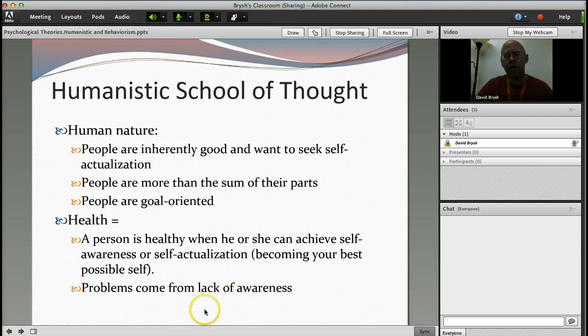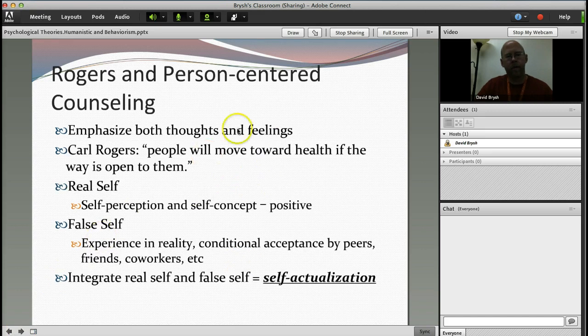And they believe that problems come from a lack of this kind of awareness, right? They believe that people just aren't aware of what they're doing to harm themselves. That's what they believe. Let's talk about Carl Rogers first.